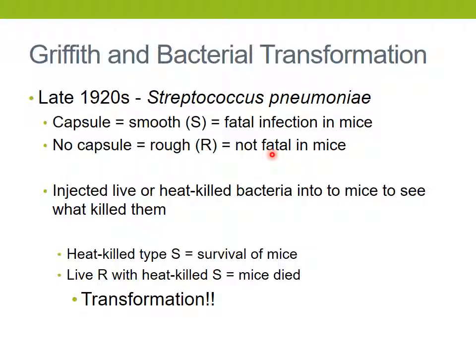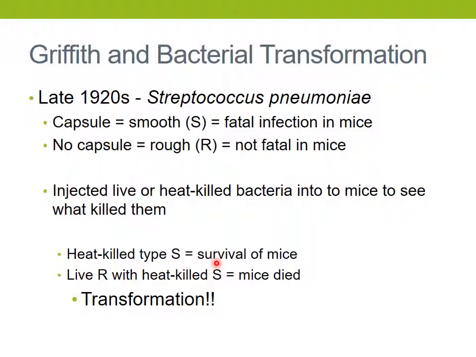Okay, and so he did a bunch of different variations on an experiment to see what happens when you inject the bacteria into the mice, the different strains. What happens if you decide to, let's say, take the bacteria and heat it, kill it, or inject it live and things like that. And so what he found was that we know S will be fatal in mice and R, rough, will be not fatal. But what happens if you heat kill the S?